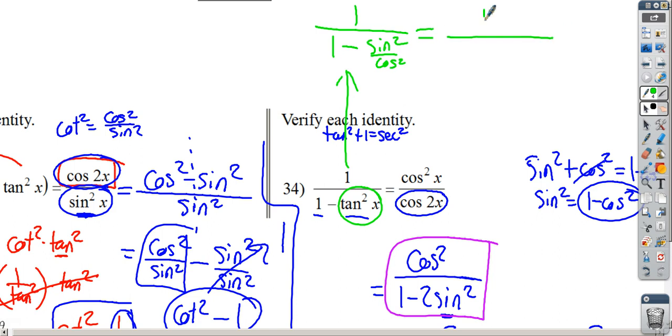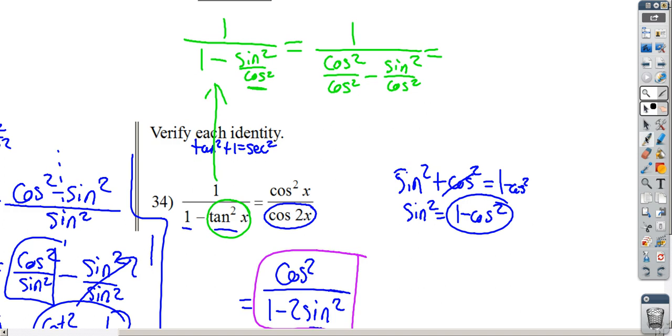Okay, so this is the same as 1 over, we need a common denominator with cos squared, and so 1 is the same as cos squared over cos squared minus sine squared over cos squared. This looks like we might be getting somewhere here. So this is going to be 1 over, and then let me use a different color so you can see this big fraction bar is kind of separating those two.